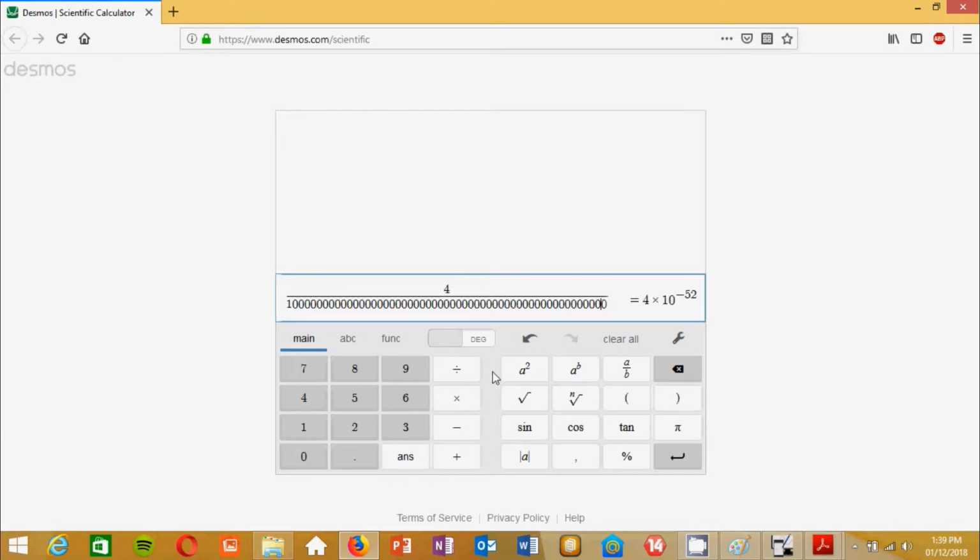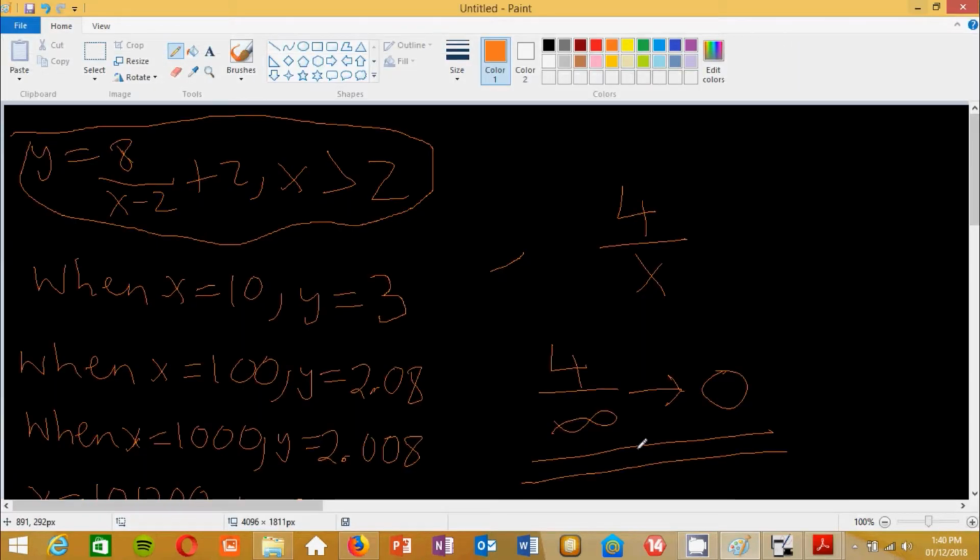But as the number that you're dividing by gets bigger and bigger, the number keeps on getting smaller and smaller and smaller, and it's approaching the number 0. So this is the idea that I want to introduce to you, that if you're dividing a number by infinity, that number is going to approach 0. The answer is going to approach 0.